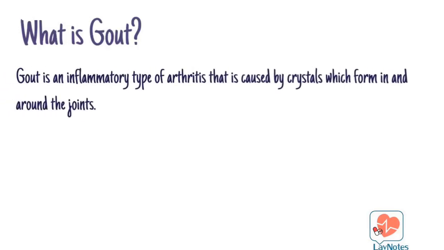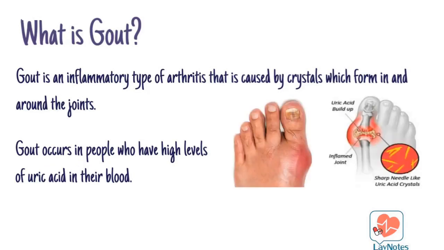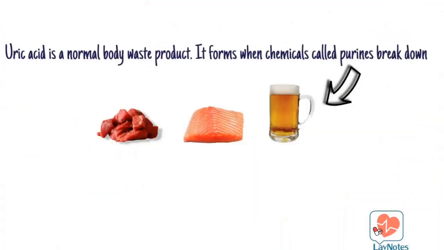What is gout? Gout is an inflammatory type of arthritis that is caused by crystals which form in and around the joints. Gout occurs in people who have high levels of uric acid in their blood. Uric acid is a normal body waste product. It forms when chemicals called purines break down.